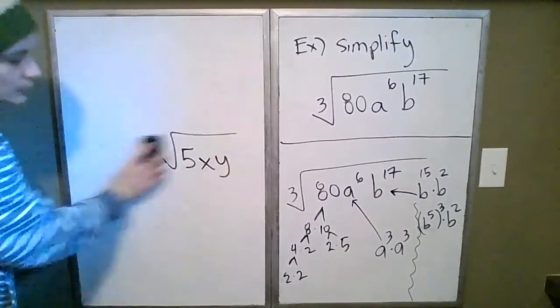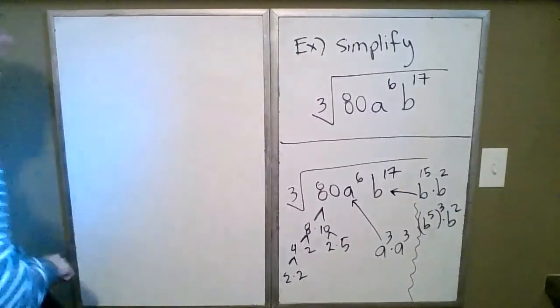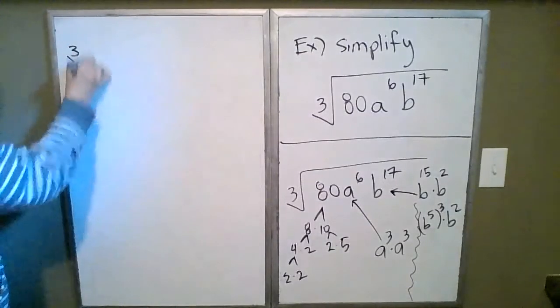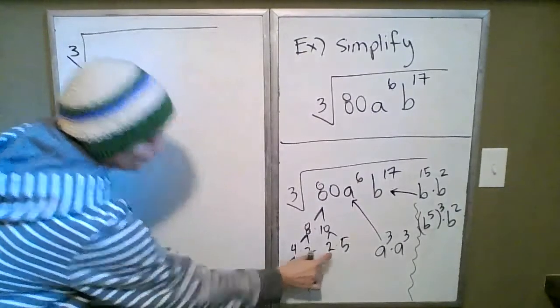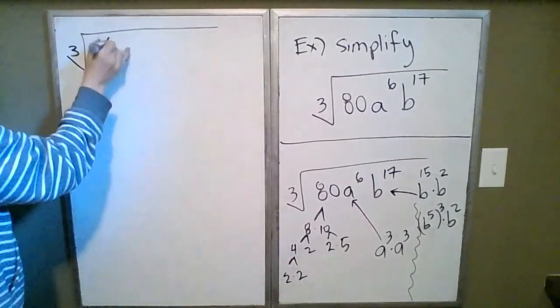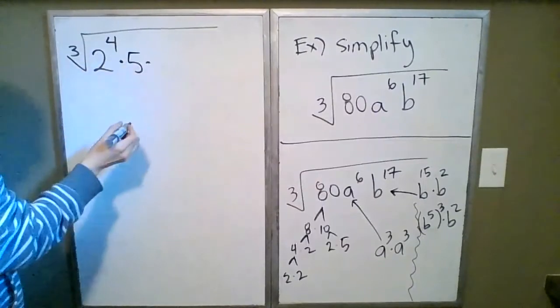Okay, so right now we're just copying down the problem, but we're going to write 80 in its factored form, which was 2 to the 4th times 5. It's a to the 6.